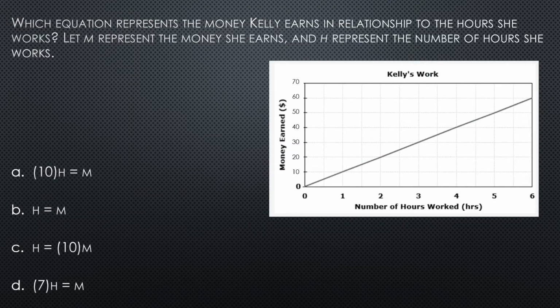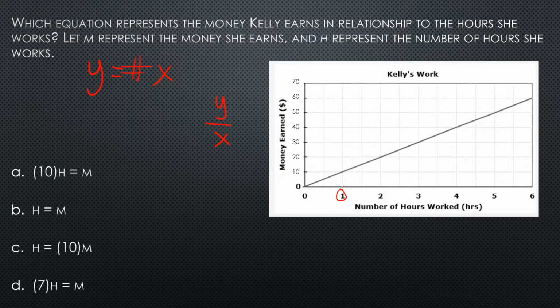Our next one says, which equation represents the money Kelly earned in relationship to the hours she works? Let M represent the money she earns and H represent the number of hours. So remember, all I need to do is find my unit rate. Once I find my unit rate, I want it to look like it is in the form y equals my number times x. Unit rate needs to have a 1 in the denominator. Remember, I'm writing it in the form y over x.